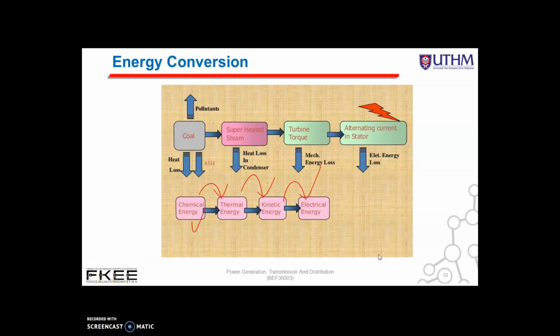So every time energy is converted from one form into another, a great amount of it is lost during the conversion. So the fewer the energy conversion steps, the more efficient the production of electricity becomes.